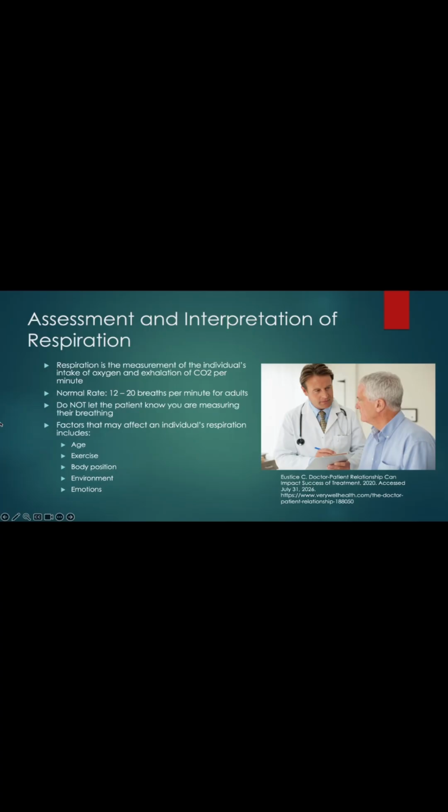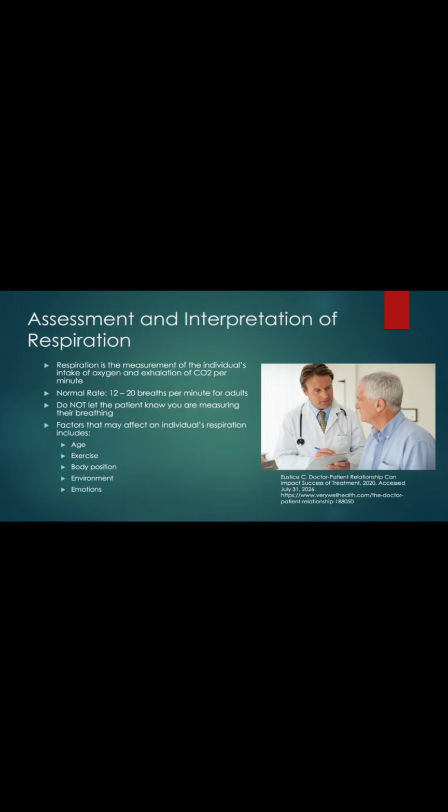When it comes to assessment and interpretation of respiration, it is important to know what we're looking for. Respiration is the measurement of the individual's intake of oxygen and exhalation of carbon dioxide per minute. Normal range is between 12 to 20 breaths per minute for adults. It's important to not let the patient know that you're measuring their breathing, only because they will be providing inaccurate numbers. So it's important to, for example, take their radial pulse, and then in reality, you're checking their breathing just to provide accurate numbers.